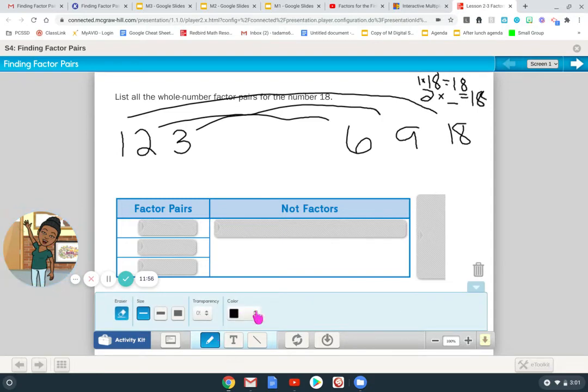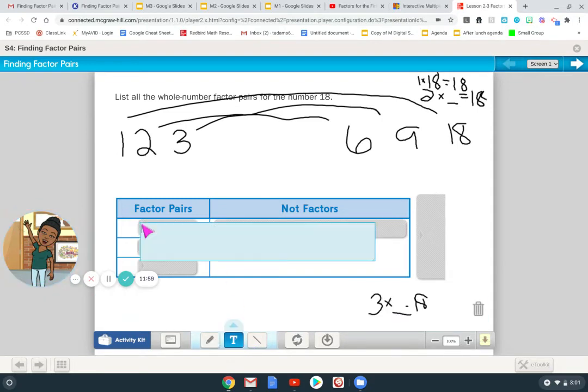So for our factors, what we are going to do is list our factor pairs. Our first factor pair is 1 and 18. We don't have to put this symbol of multiplying because we are only listing the pair. We're not giving a math problem. We're telling the pair. 1 and 18. Those are pairs. Our next factor pair would be what numbers? Yes, 2 and 9. 2 times 9 equals 18. And the last factor pair that we found, yes, 3 times 6.